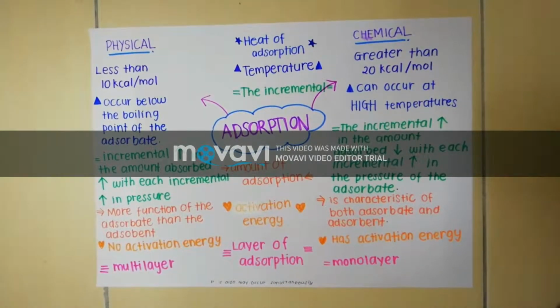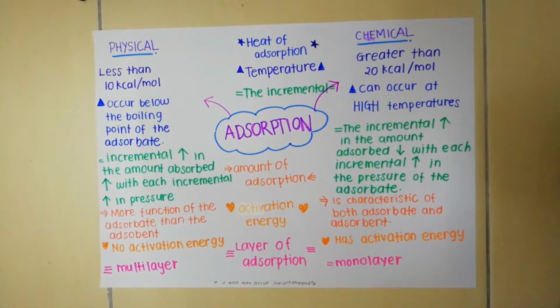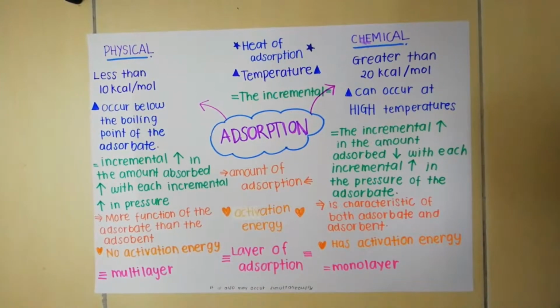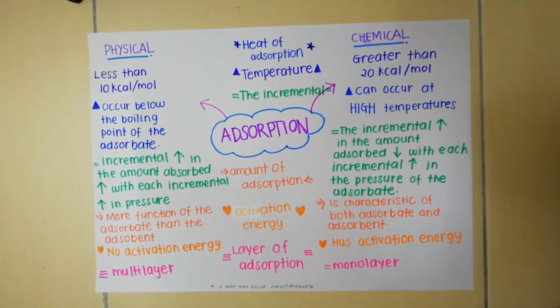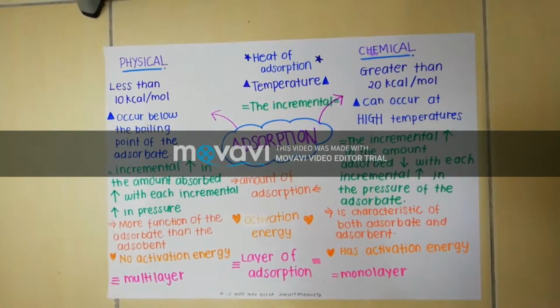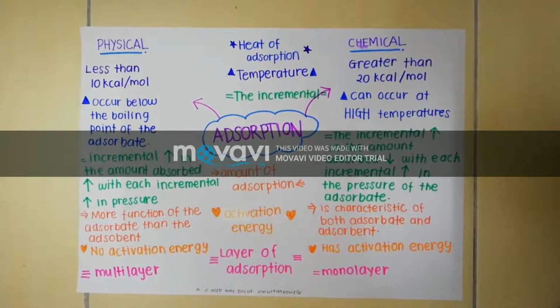For adsorption, there are two types, which are physical adsorption and chemical adsorption. For physical adsorption, the heat of adsorption is less than about 10 kilocalories per mole, and for chemical adsorption, the heat of adsorption is greater than about 20 kilocalories per mole.